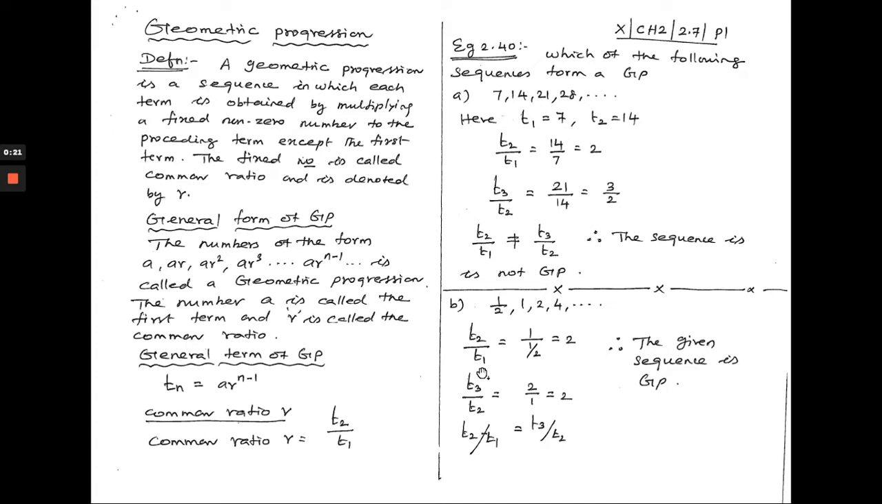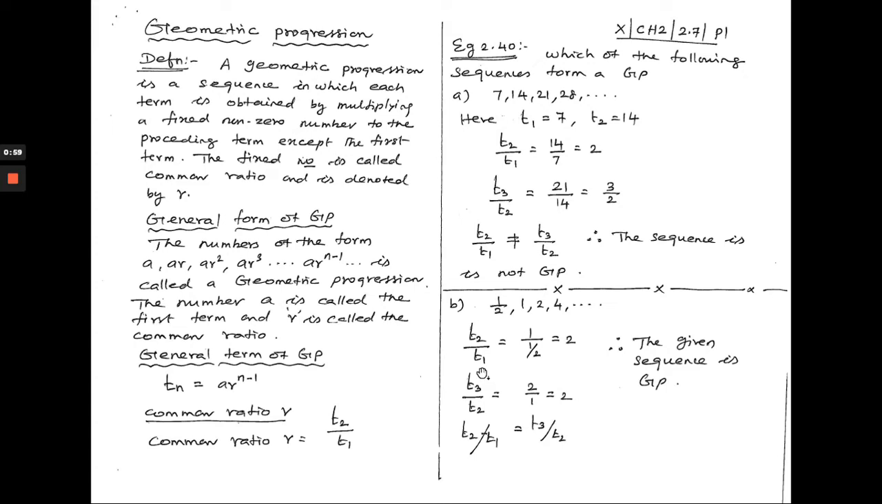The definition of geometric progression is a sequence in which each term is obtained by multiplying a fixed non-zero number to the preceding term, except the first term. This is called a geometric progression. The fixed number is called the common ratio and it is denoted by R.